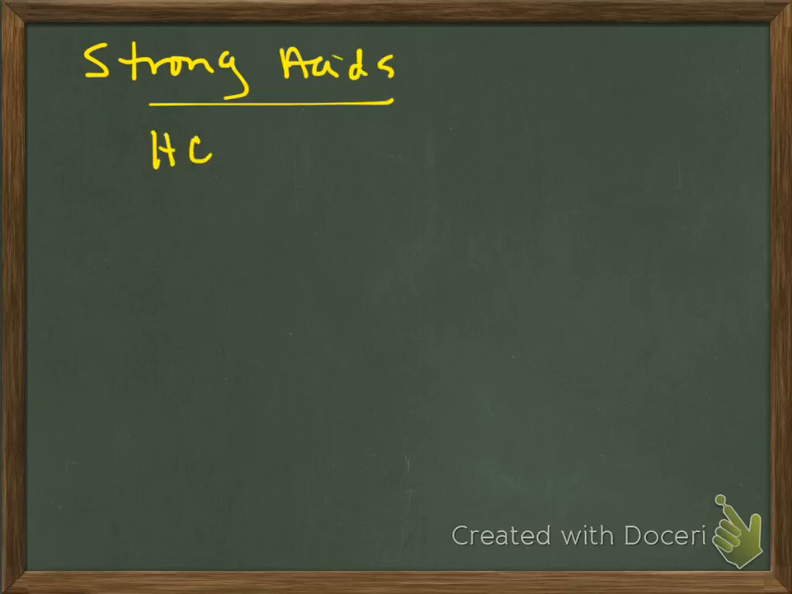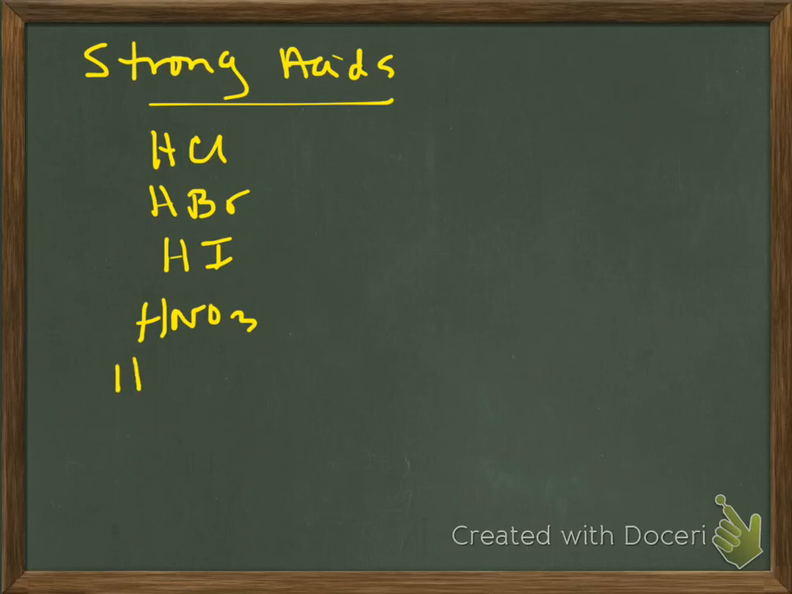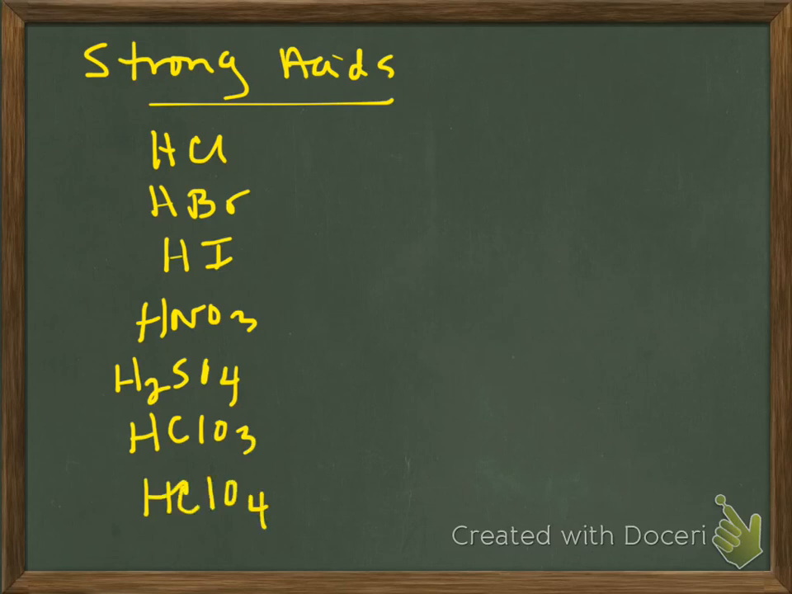Last thing for the screencast, strong acids. There are 7 of them that you should know: hydrochloric, hydrobromic, hydroiodic, nitric, sulfuric, chloric, and perchloric. You should all know that all of these fully ionize.